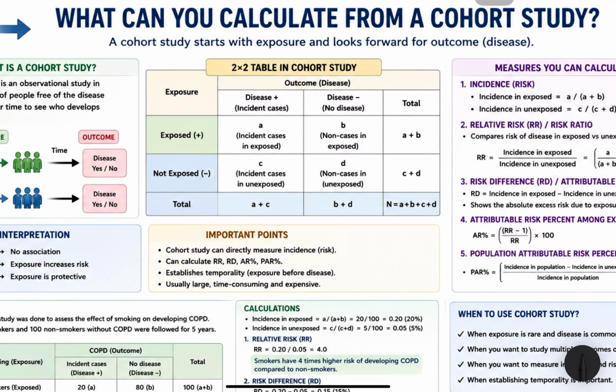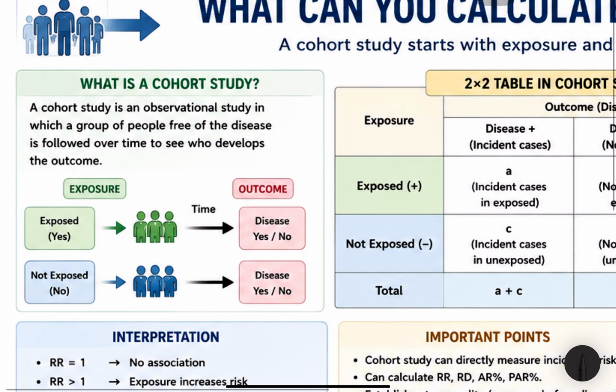Hello friends, today we are going to discuss what we can calculate from a cohort study. Before that, we need to know what a cohort study is. A cohort study is an observational study in which a group of people free of disease is followed over time to see who develops the outcome.